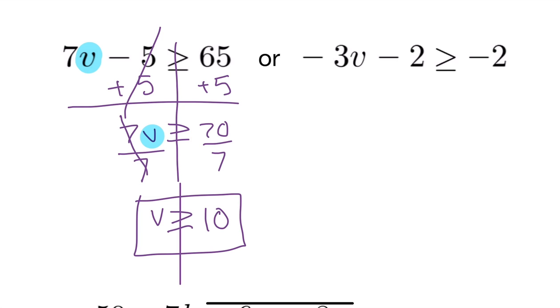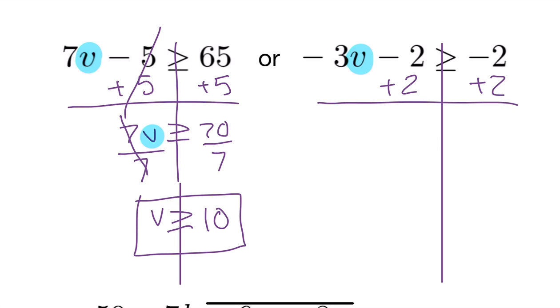All right, so let's take a look at the other one. We have negative 3v minus 2 is greater than or equal to negative 2. Okay, draw our line to separate our sides. All right, I still want to get v alone, so I'm going to add or subtract first. We have a minus 2 here, so I'm going to add 2. Okay, so those will become a 0. Then we have negative 3v over here is greater than or equal to negative 2 plus 2. Well, that's the same as what we did right over here, so that's also going to be a 0.